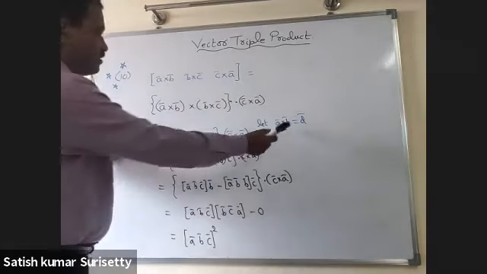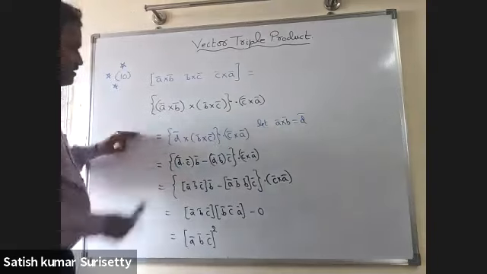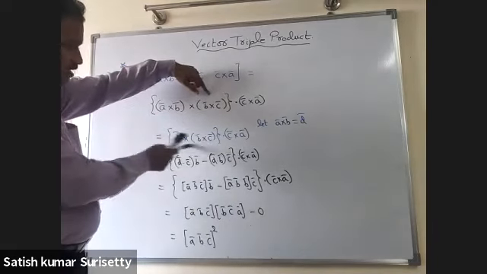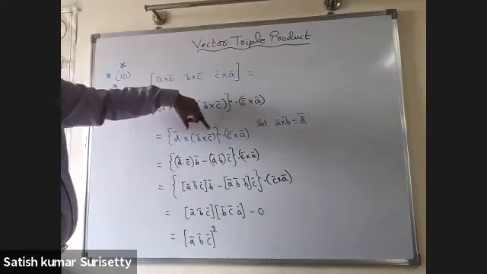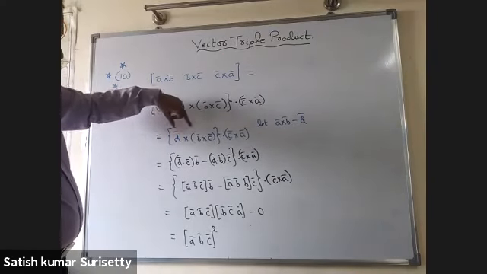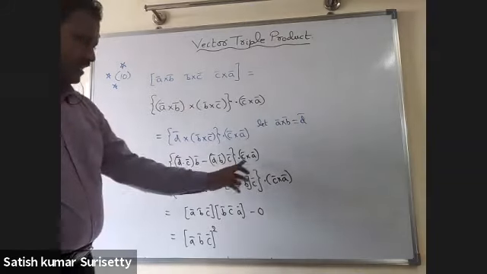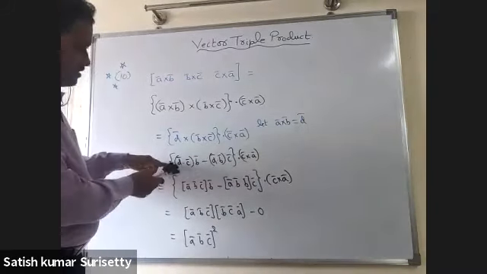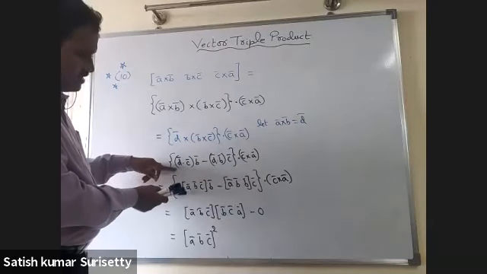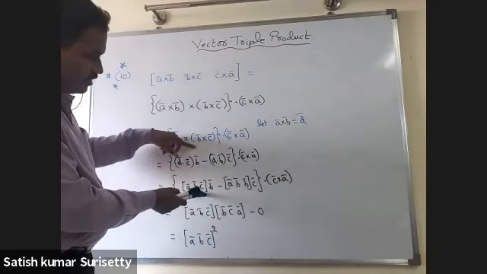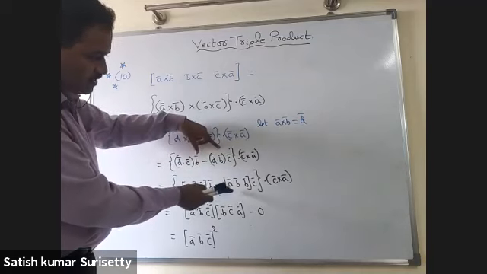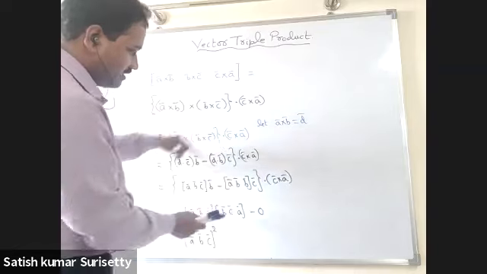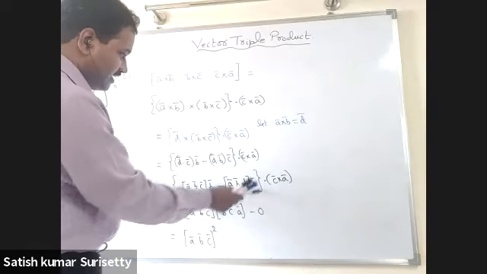Now let us take substitution A cross B equal to D. Then it will be D bar cross B cross C dot C cross A. Now vector triple product: D bar dot C bar into B bar minus D bar dot B bar into C bar, dot C cross A as it is. Now replace D bar as A cross B. That means A cross B dot C will be the same as scalar triple product of A B C into B bar, minus D dot B, meaning scalar triple product of A bar B bar B bar into C bar dot C cross A. Now two vectors are the same, so the second term will become 0.